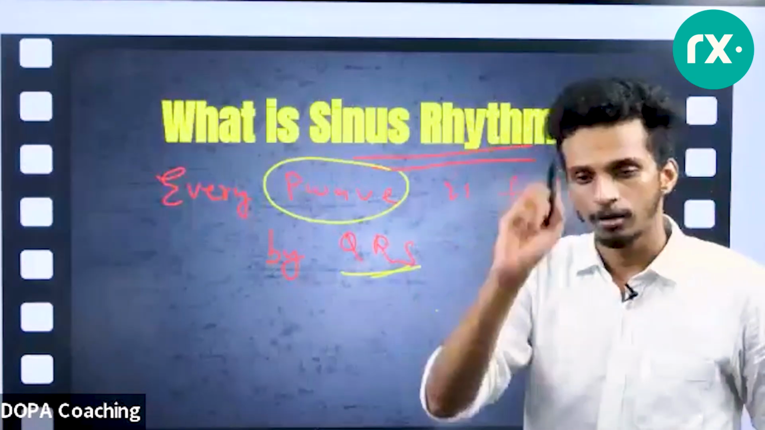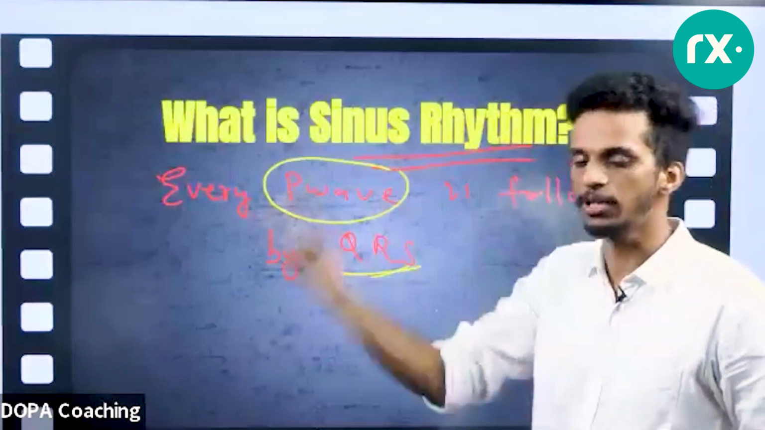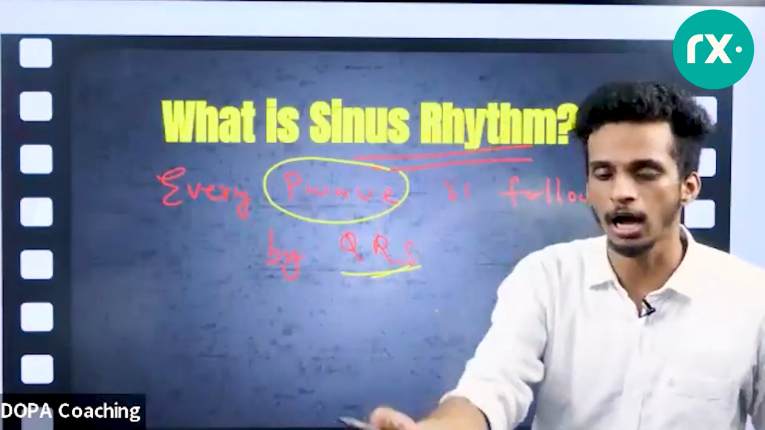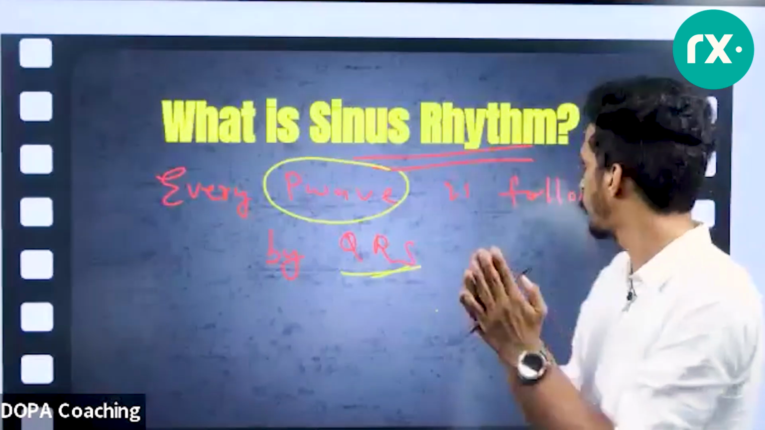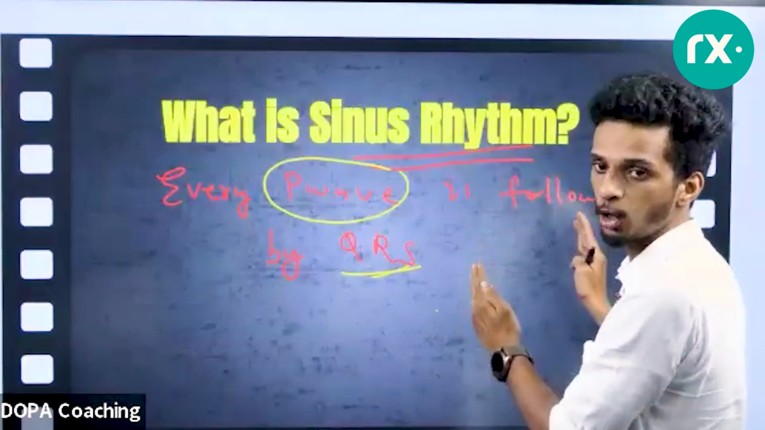Naturally, by this definition, you can understand that there will be instances where every P wave will not be followed by a QRS, and we call it a heart block. I'll come on to that point, but for the time being, understand that sinus rhythm is when every P wave is followed by a QRS.